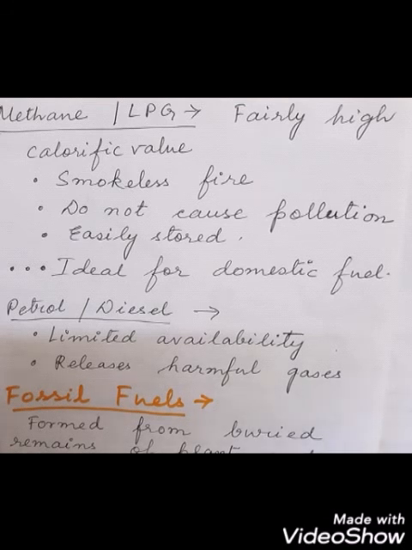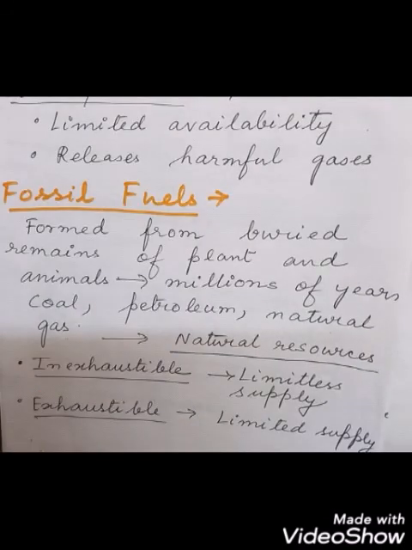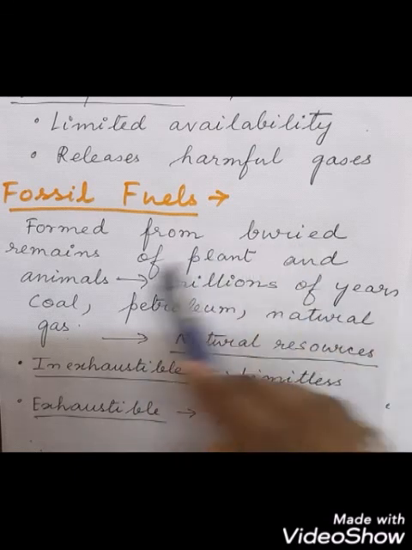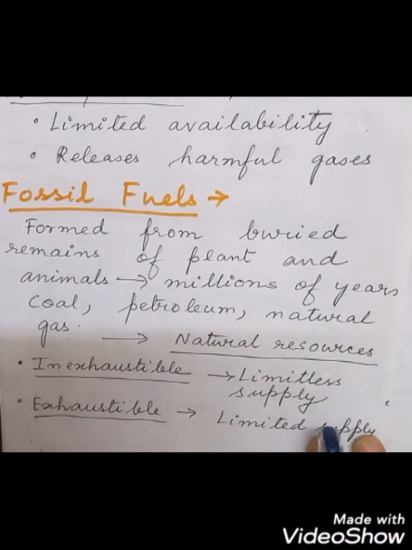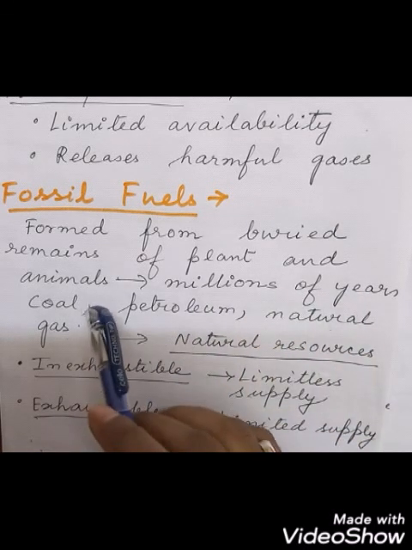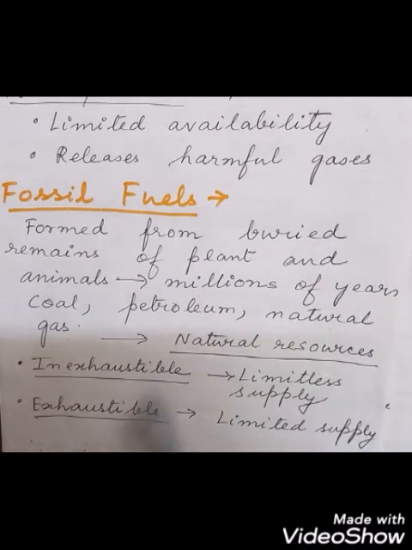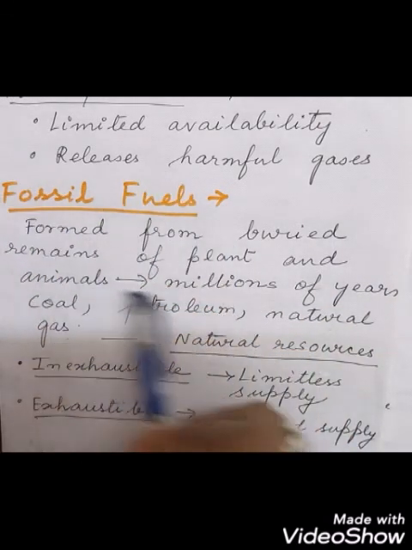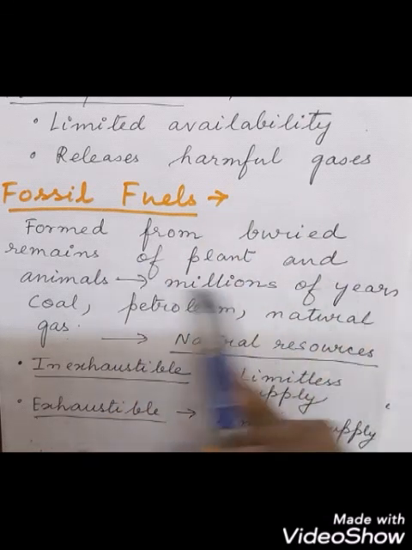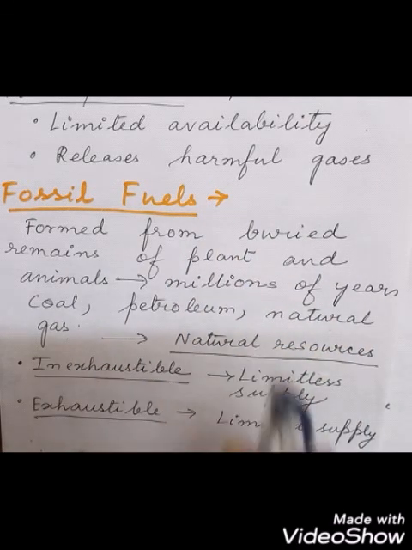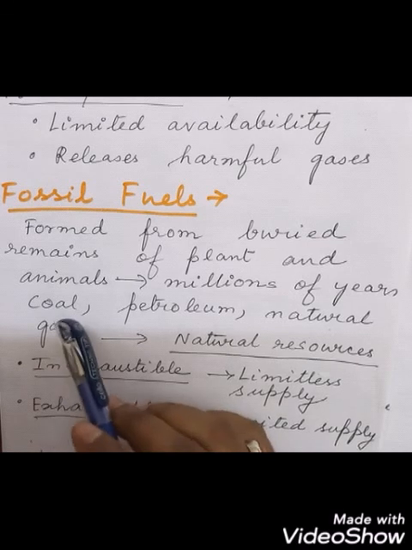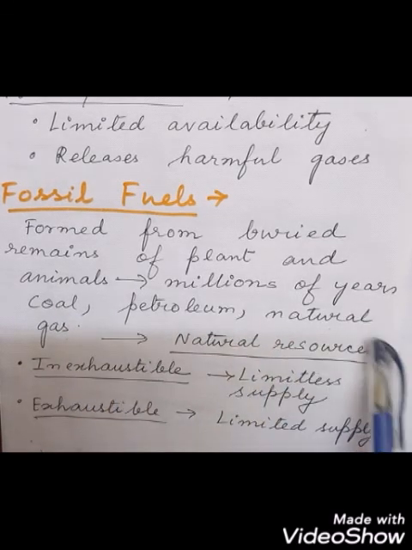Now we will discuss some of the fossil fuels. Fossil fuels are formed from the buried remains of plants and animals. Millions of years ago, when plants and animals died, they were buried under the ground, and these fossil fuels formed from those remains. It cannot form in a day; it takes millions of years to form. For example, coal, petroleum and natural gas.